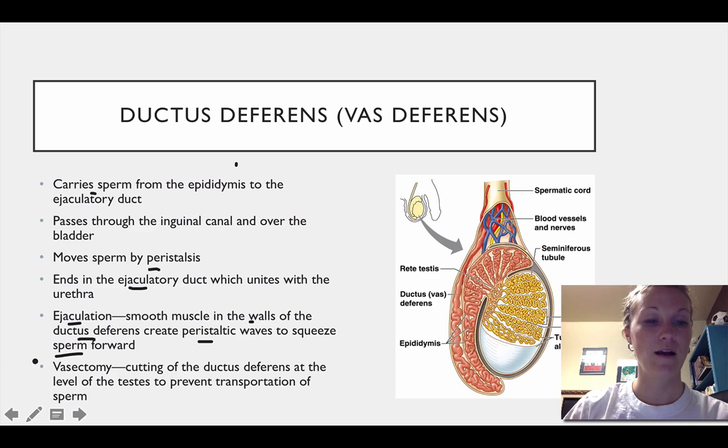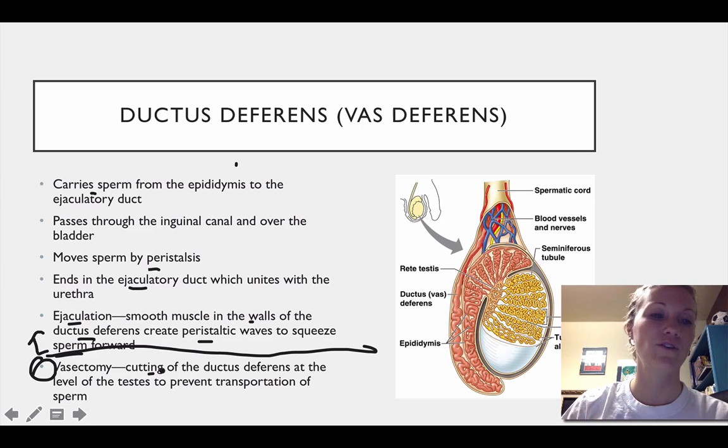And then a vasectomy can occur when a person decides that they don't want to have children anymore. It disrupts the ductus deferens, because they cut off that area, which prevents sperm from being transported any further past that ductus deferens.